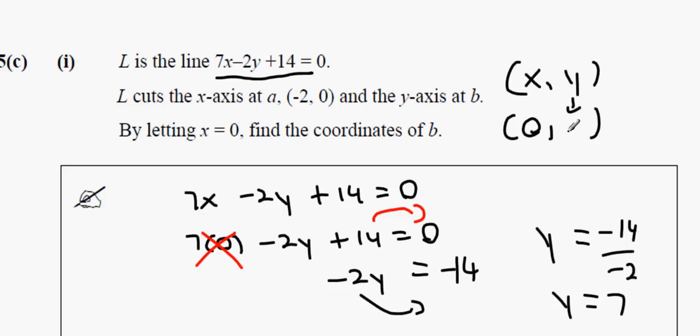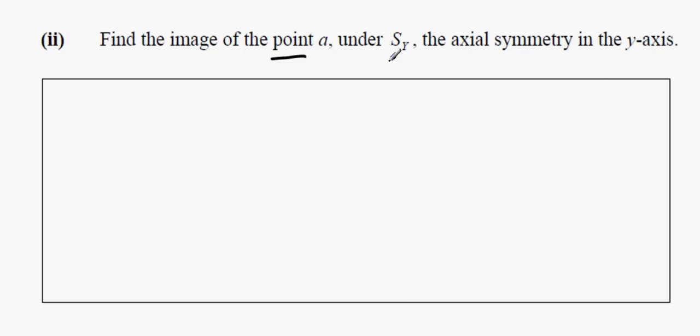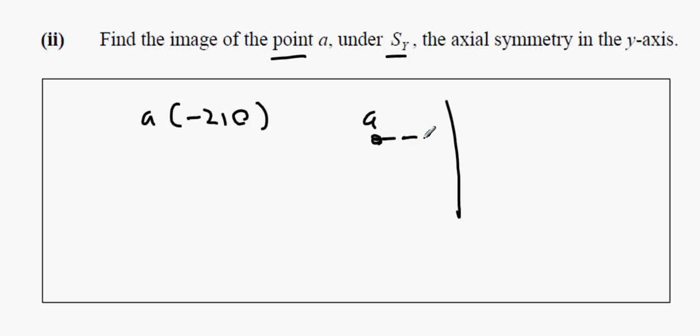Okay, the next part. Now remember that A is minus 2, 0. It wants to find the image of the point A under axial symmetry in the y-axis. So this means it wants to go through the y-axis like it's a mirror. If the point A is here, it goes through the y-axis like a mirror and comes out the same distance on the other side. And that's the image of A. This is the image of A right here.